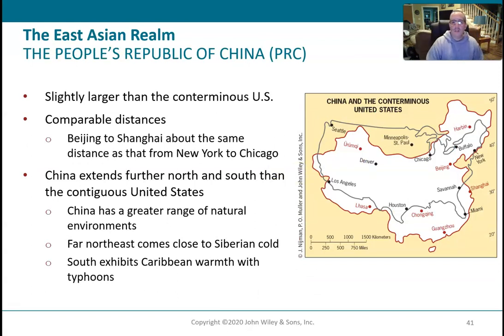Just a size comparison of the United States and Canada. Again, very similar in size. China's a little bit bigger than the mainland United States. If you add Alaska, we're bigger, but just the lower 48, they're a little bit bigger than we are. But similar climates from north to south. So pretty much a carbon copy of what we have here with regards to physical geography.